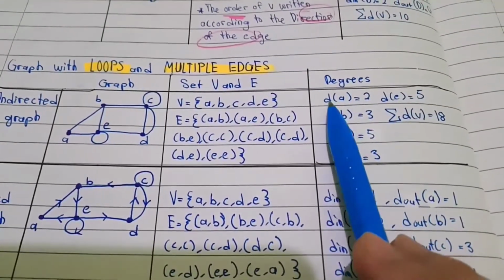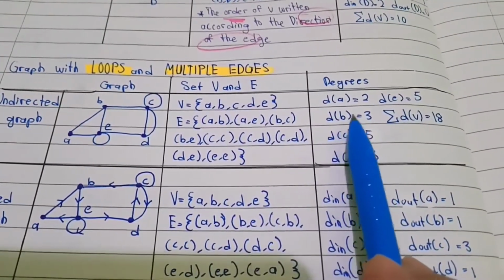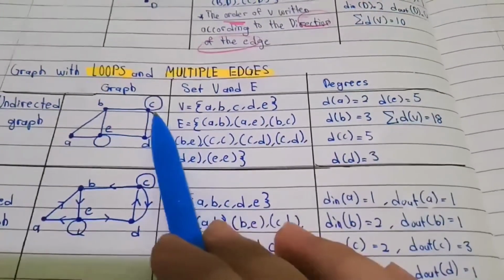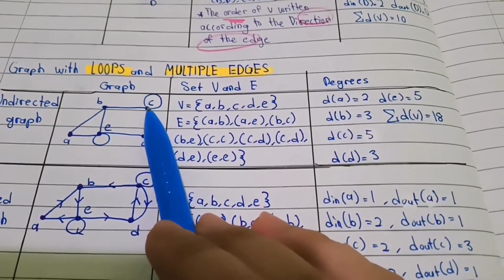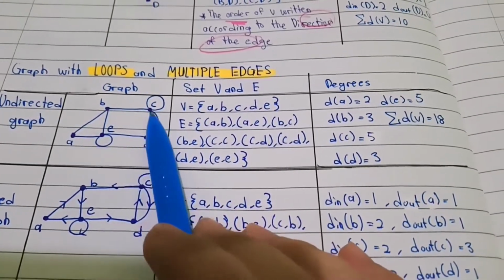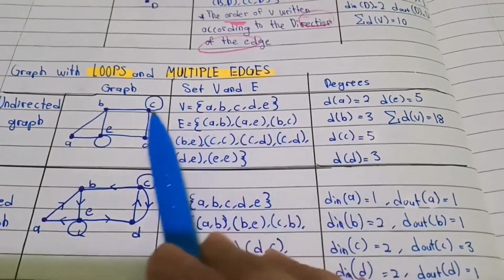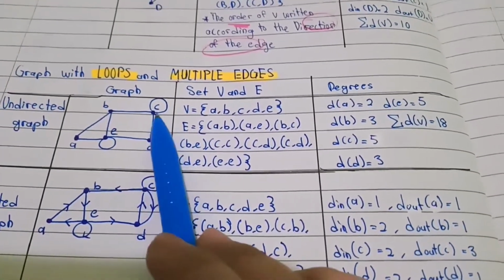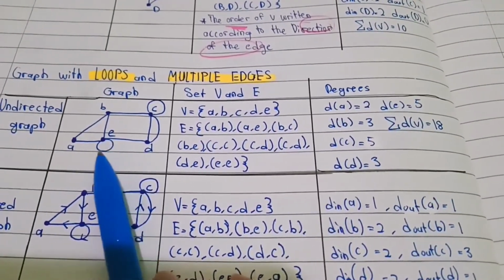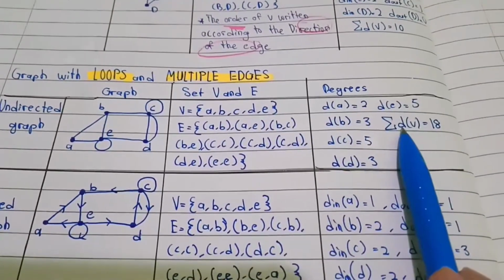So the degree for A is 2. Degree for B is 3. Degree for C is 5, because it is a loop, so clockwise and anti-clockwise. Degree for D is 3. Degree for E is 5, again a loop. So that makes the sum of degree 18.